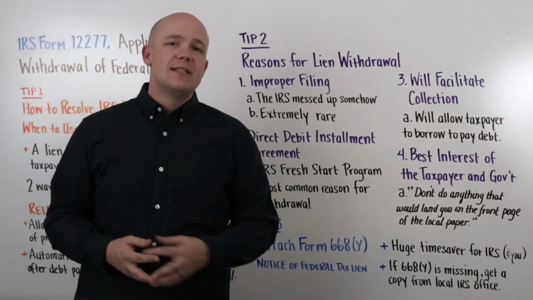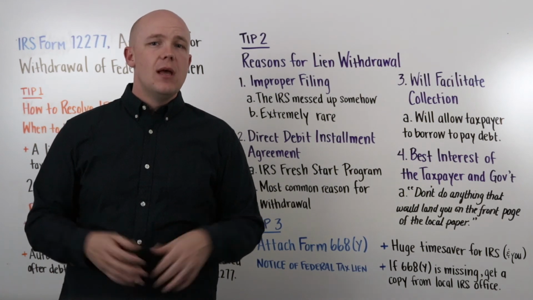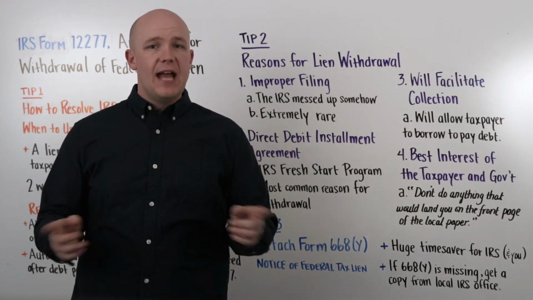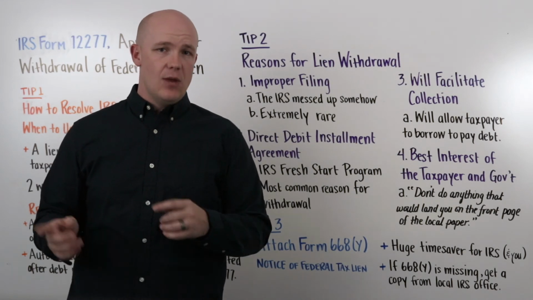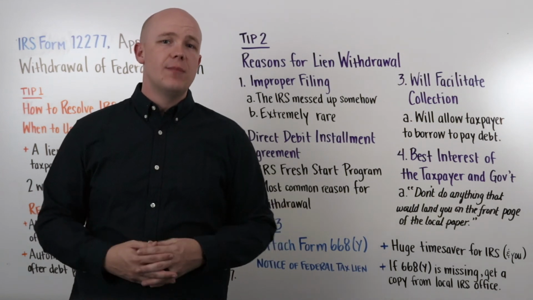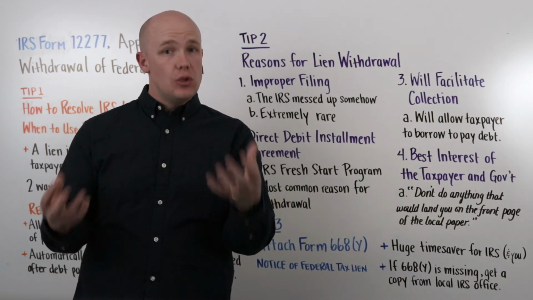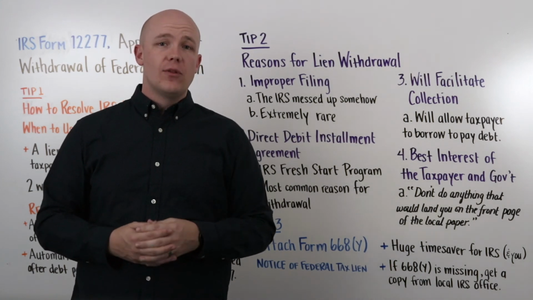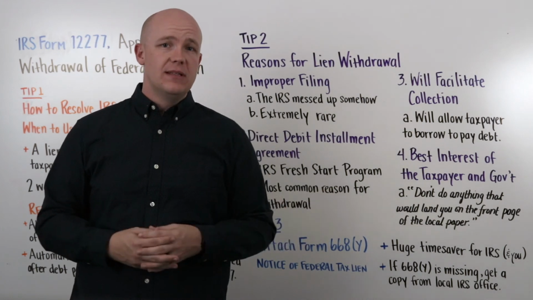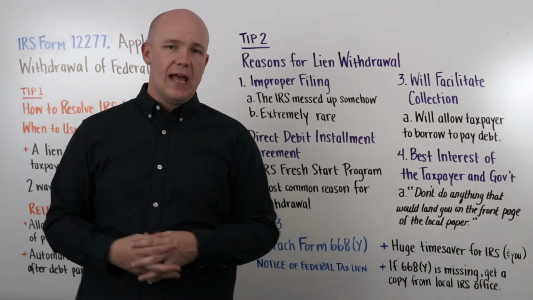Tip number 3, attach Form 668Y, Notice of Federal Tax Lien. Line 9 of Form 12277 instructs you to attach a copy of the Form 668Y, Notice of Federal Tax Lien, if available, or provide information about the notice. Attaching a copy of the actual notice will be a huge time saver for you and for the IRS and your client. Even if your client doesn't have a copy of the lien, you can often get a copy from your local IRS office without too much hassle.